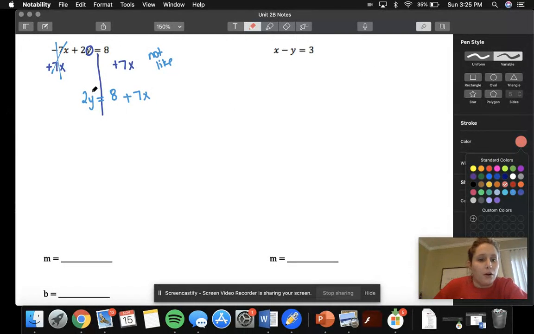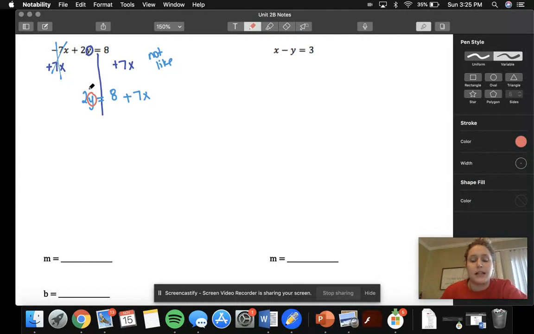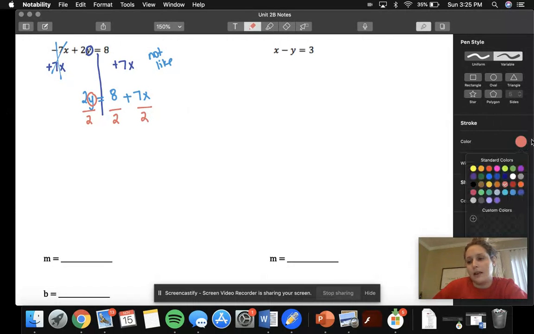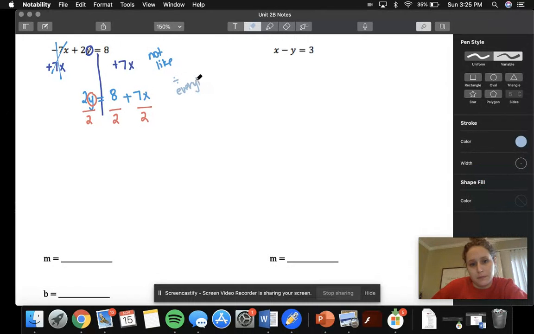Now we are almost done. We still have this 2. We have to ask ourselves, how is this attached? This is attached by multiplication. So to do the inverse, we are going to have to divide. Make sure that you divide everything by 2. 2 divided by 2 is 1, so we have 1y. 8 divided by 2 is 4.